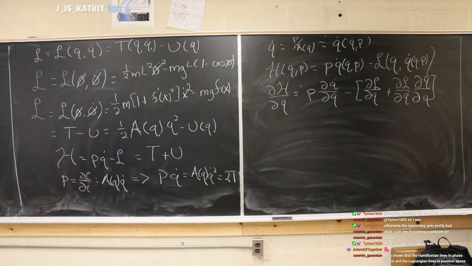Also, the Hamiltonian lives in phase space, and the Lagrangian lives in position space. Yep, absolutely. That's another thing that Taylor goes into. I probably won't talk about that too much just because of time. But that's another thing that Taylor goes into that's very, very cool, and also a very good indication as to why the Hamiltonian is better for quantum mechanics.